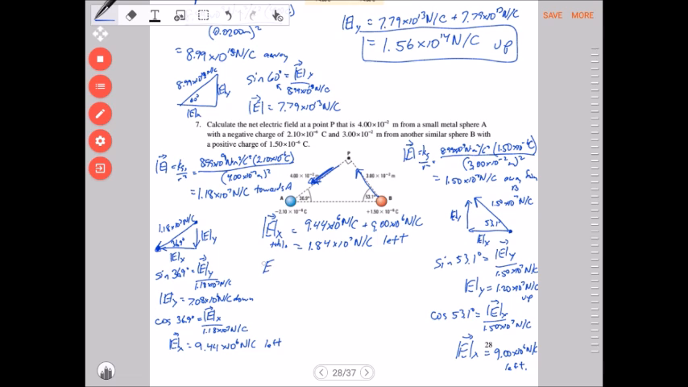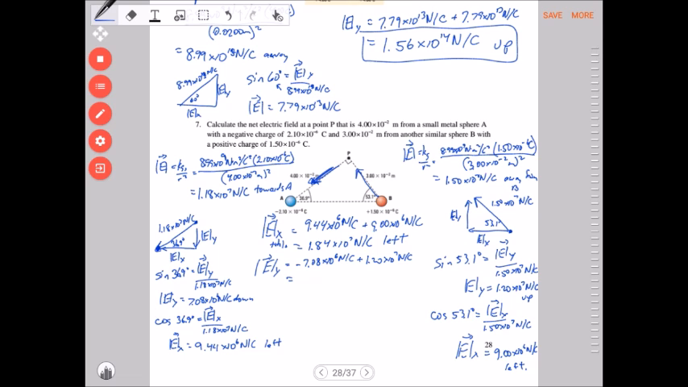Now for the EYs, those are going to be a little trickier, because the EY from A is directed down. So we're going to make it negative 7.08 times 10 to the 6th newtons per coulomb, down. That's why it's negative. And then the EY from the other charge is positive because it's going up: 1.20 times 10 to the 7 newtons per coulomb up.